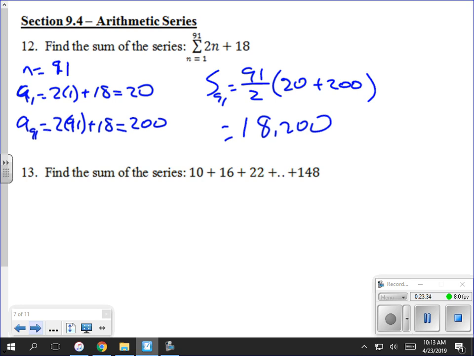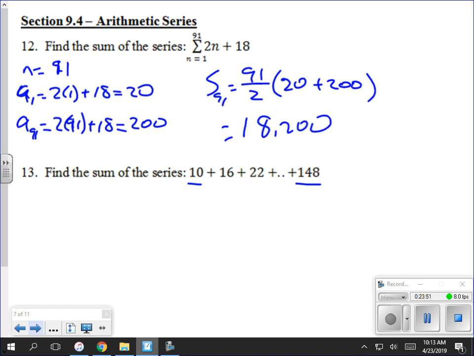Same question, same idea. I need the same 3 things. I need to know how many. I need to know the first one. I need to know the last one. I know the first term. I know the last term. What I don't know is how many.